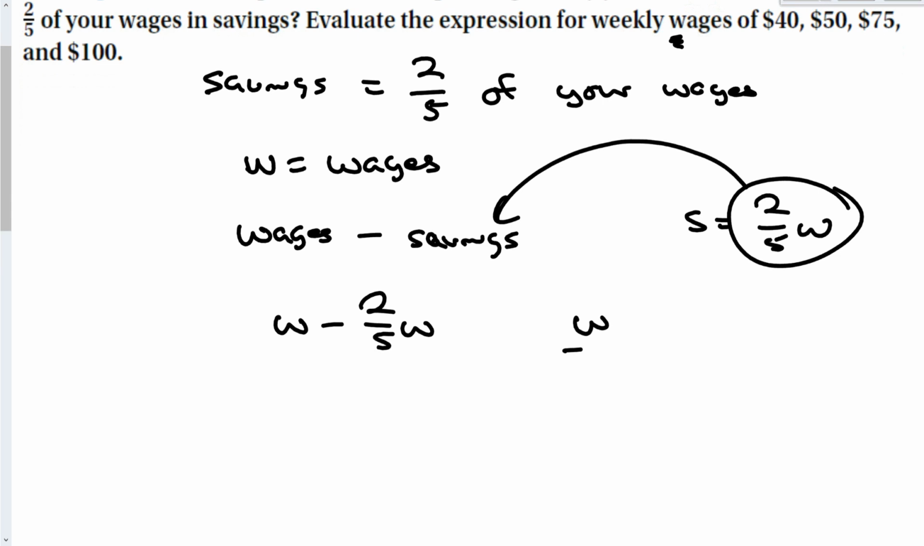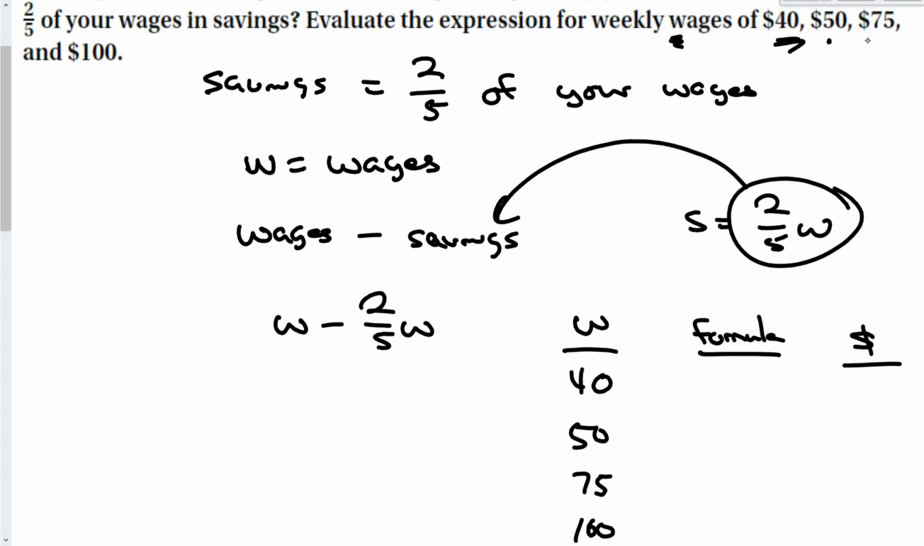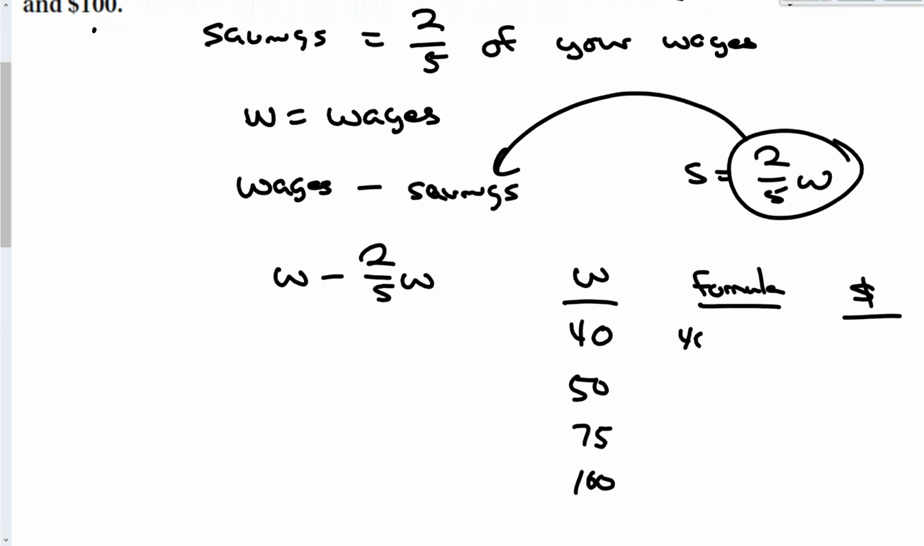So we have my wages. Okay? We're going to have my formula. And then my saving money. Okay? So in the first one, from the question, we want my wages to be 40, then 50, then 75, and then 100. Okay, so all that was in the problem. 40, 50, 75, 100. So my formula is going to be 40 minus 2/5 times 40.